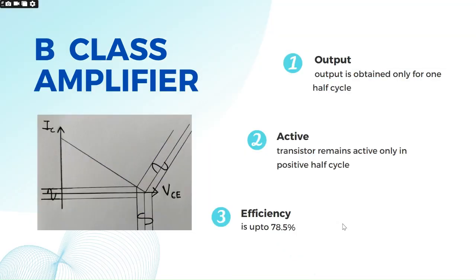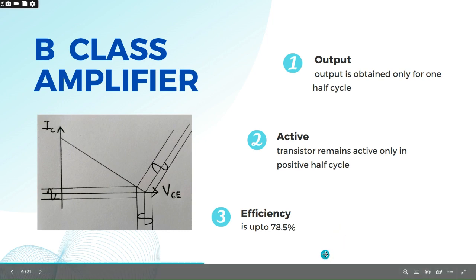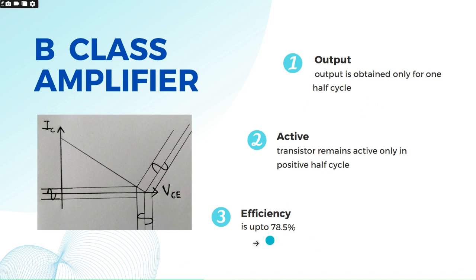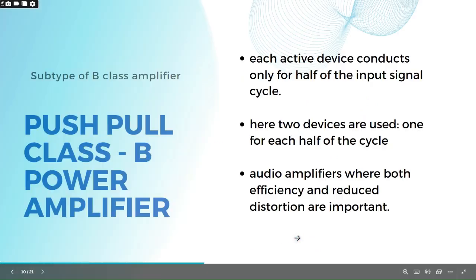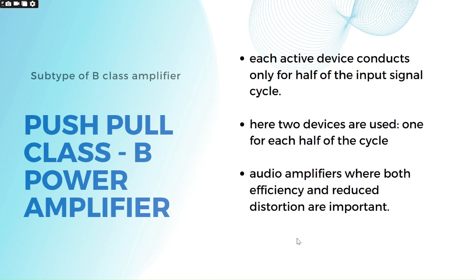In Class B amplifier, Q point and input signal are selected in such a manner that the output is obtained only for one half cycle. Q point is shifted to x axis as the transistor remains active only in positive half cycle. In negative half cycle, transistor enters the cutoff region and collector current flows only for 180-degree input cycle. The output obtained is only one half cycle, which is distorted. The efficiency of Class B amplifier is up to 78.5%. Now, a subtype of B class amplifier is push pull Class B power amplifier.